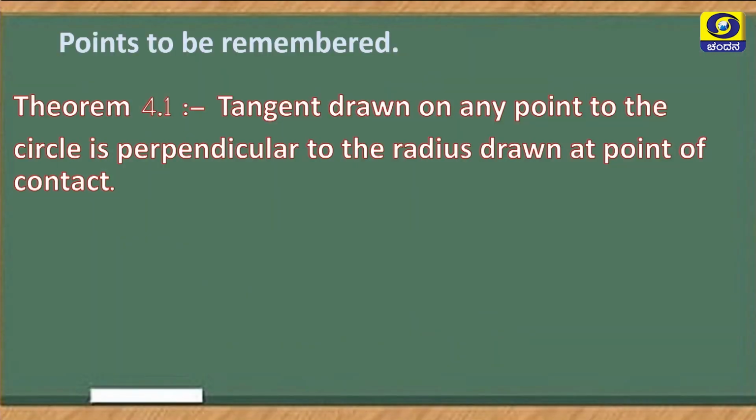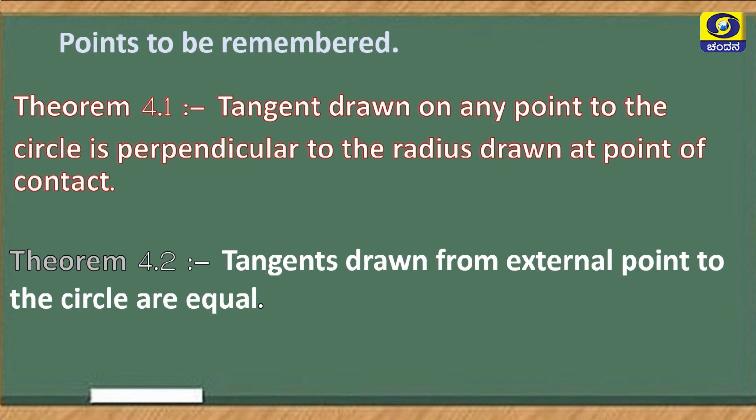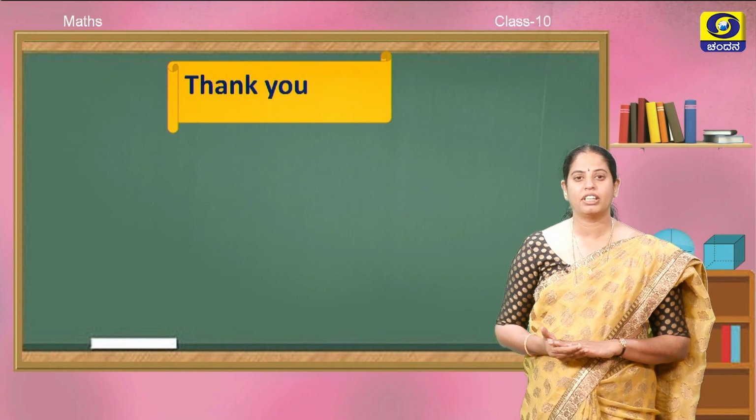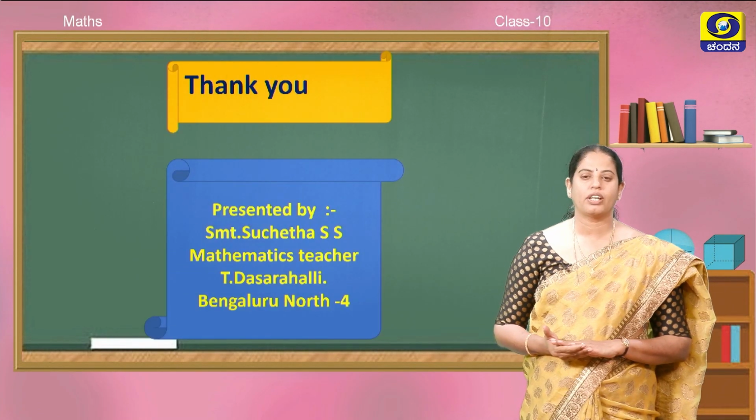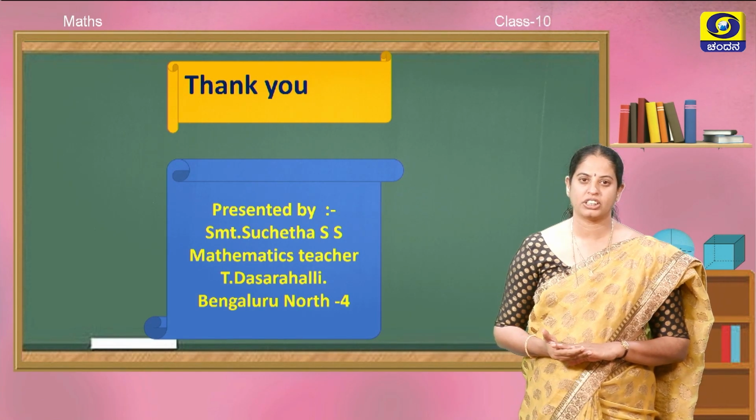Theorem 4.1 statement is: a tangent drawn at any point to the circle is perpendicular to the radius drawn at the point of contact. Theorem 4.2 is: tangents drawn from an external point to the circle are equal. So, these are the important things that we have learnt in this chapter. So, practice well and do well in the examination, children.